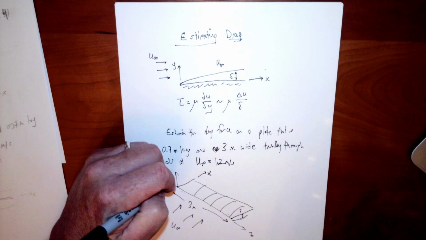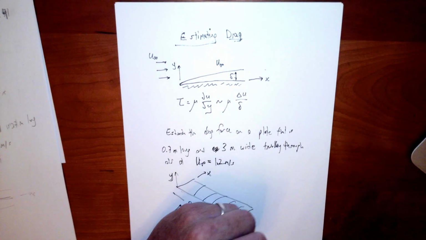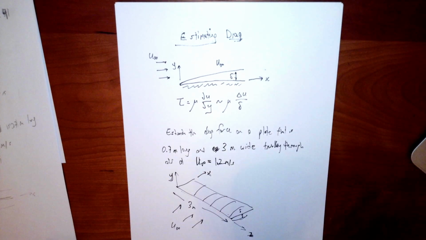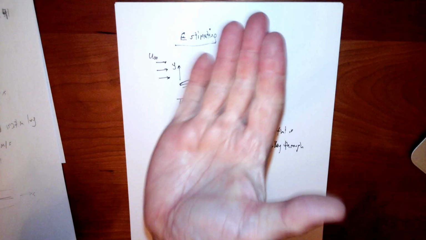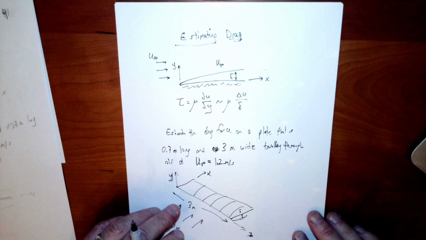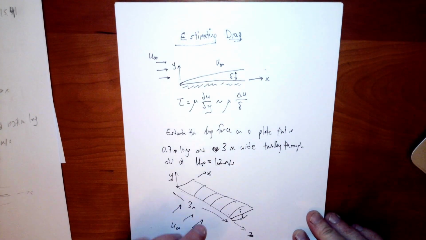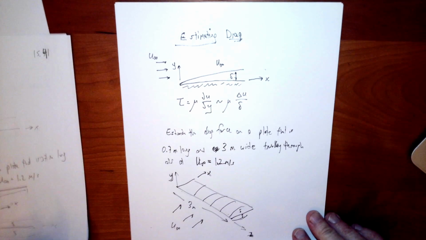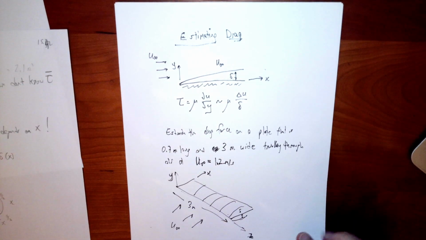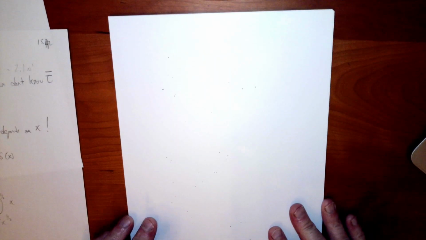So there's your x, your y, and your z coordinates. Okay, right-hand rule, x, y gives me the thumb pointing that way. So there's my blade traveling through that, and I'm going to try to now estimate the total drag on that wing. All right, so this would be easy if I knew the average shear stress.